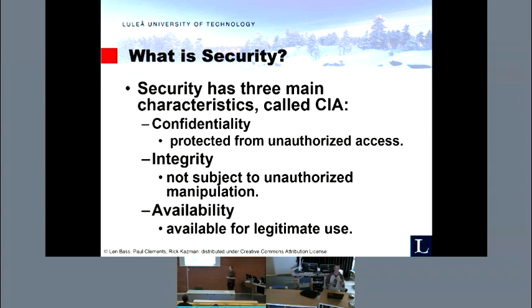But there are some approaches to this, and there are some characteristics as well. One is called the CIA. Confidentiality, being the C, basically protects the system from unauthorized access. Integrity: make sure the system is not subject to unauthorized manipulation, so you can't go in and manipulate the data. And availability: make sure that you actually do provide the service to people who are eligible to get the data, that you can actually provide the access appropriately.